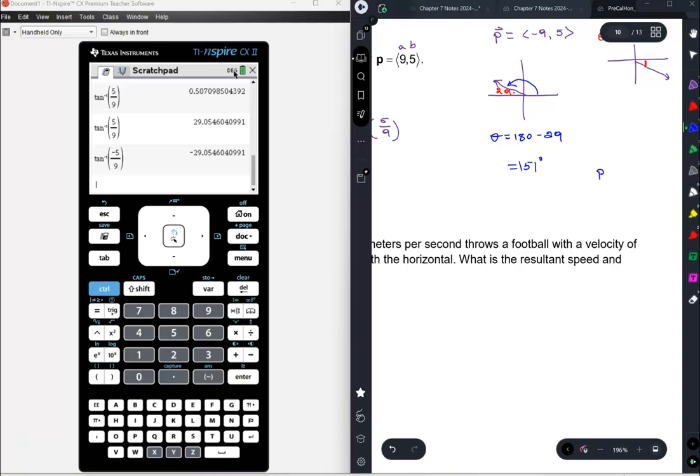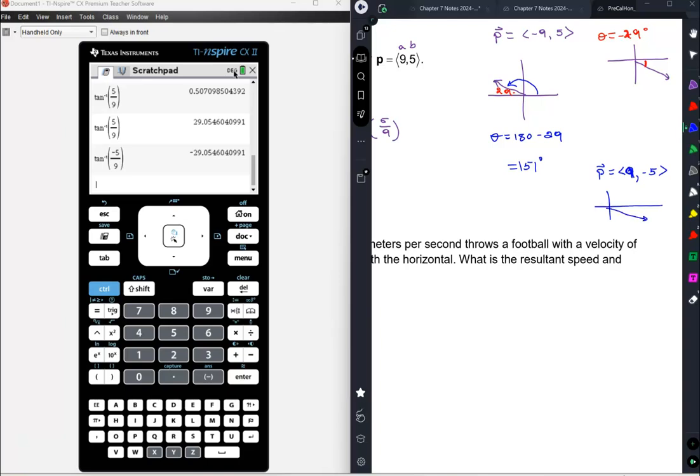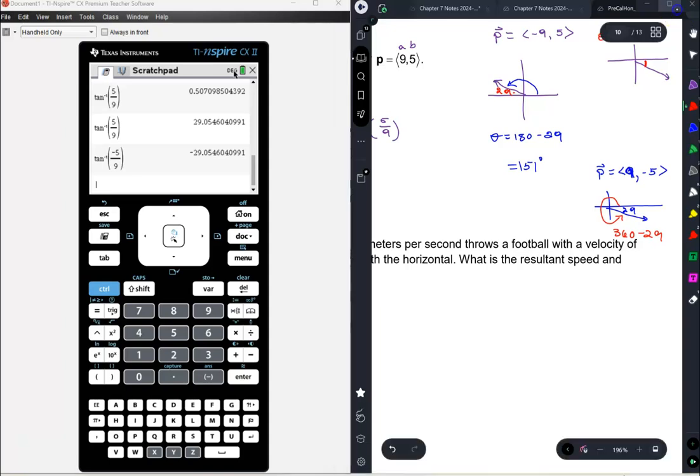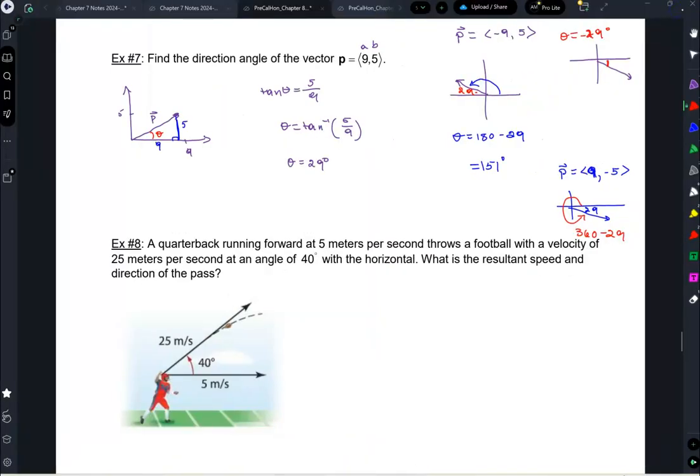Right. So if your point was 9 and negative 5, it would be here. Right? So this is 29. That means this entire thing would be 360 minus 29. So it's over positively from 0. Yeah, you have to start counting from 0 and go over.